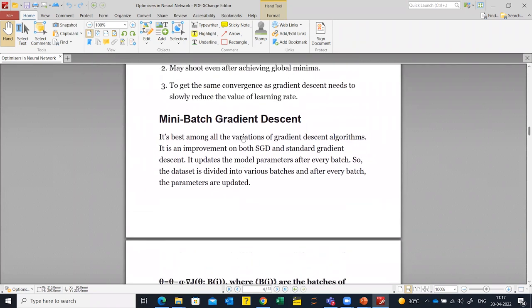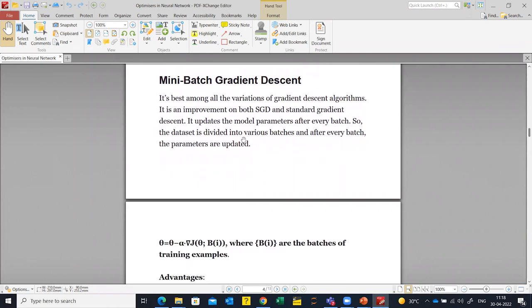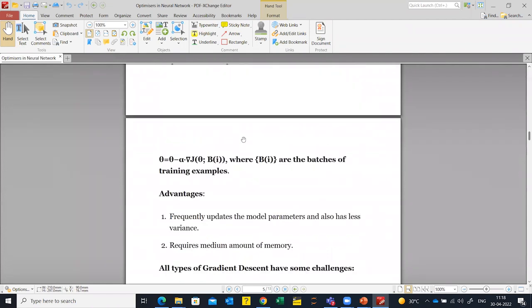Now, obviously, with stochastic gradient descent, the problem is it does it for every iteration. So we have to find some more viable solution. And here comes the mini batch gradient descent. Mini batch gradient descent is best among all the variations of the gradient descent algorithm. It's an improvement on stochastic gradient descent and standard gradient descent. It updates the model parameters after every batch. Right. So the data set is divided into various batches, and after every batch, the parameters are updated.